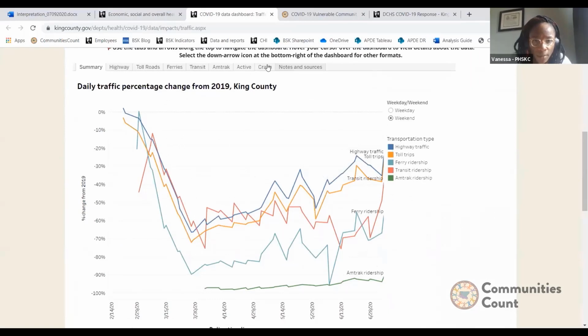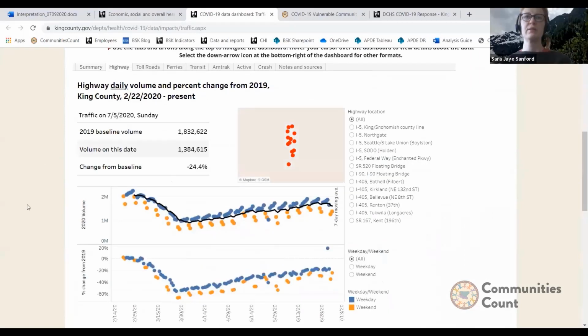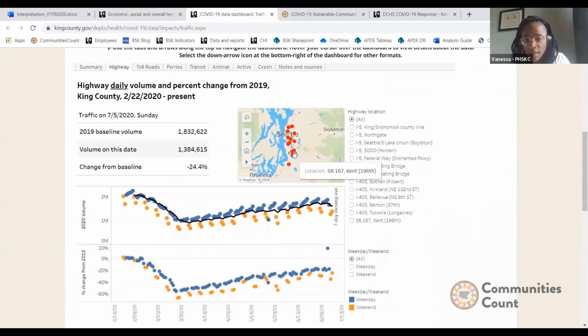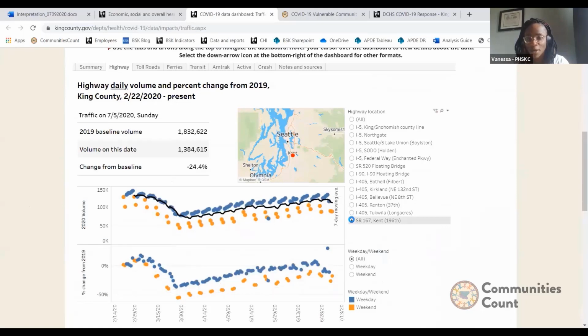Oh, the highway one, maybe. Oh yeah, does that show different roads? Yeah. It shows the different roads in King County and in Washington, and how traffic has changed in those areas. So that's one of the indicators that indirectly breaks it down by geographic zone as well.